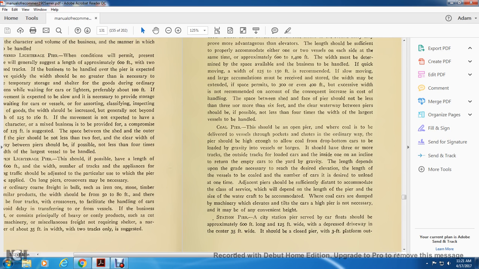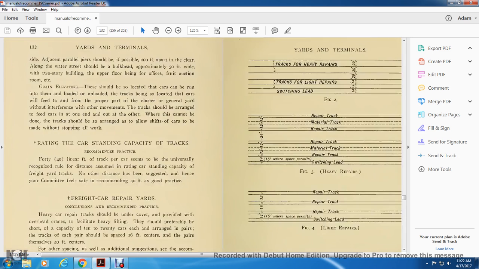Station pier. A city station pier served by car float should be approximately 600 feet long by 125 feet wide. A depressed driveway in the center, 35 feet wide, should be closed by the pier and a 30-foot platform outside. Adjacent parallel piers should be, if possible, 200 feet apart, with the clear water street bulkhead approximately 50 feet wide, with a two-story building, the upper floor being for the office, auction room, etc.